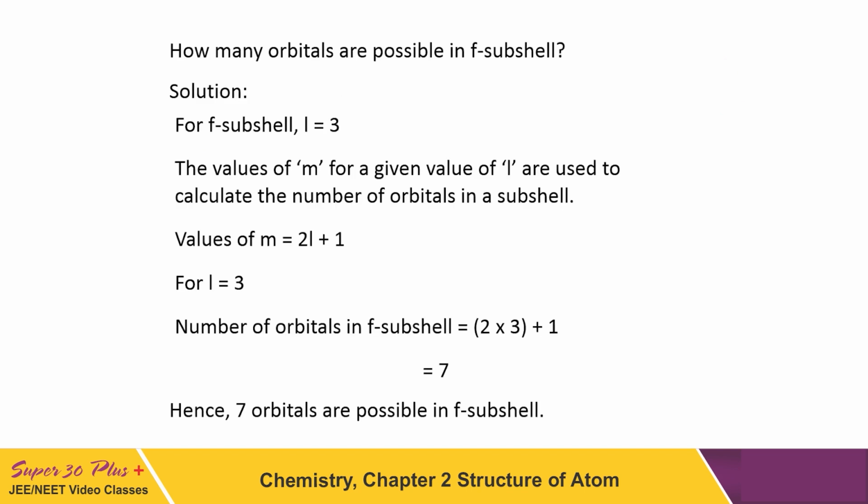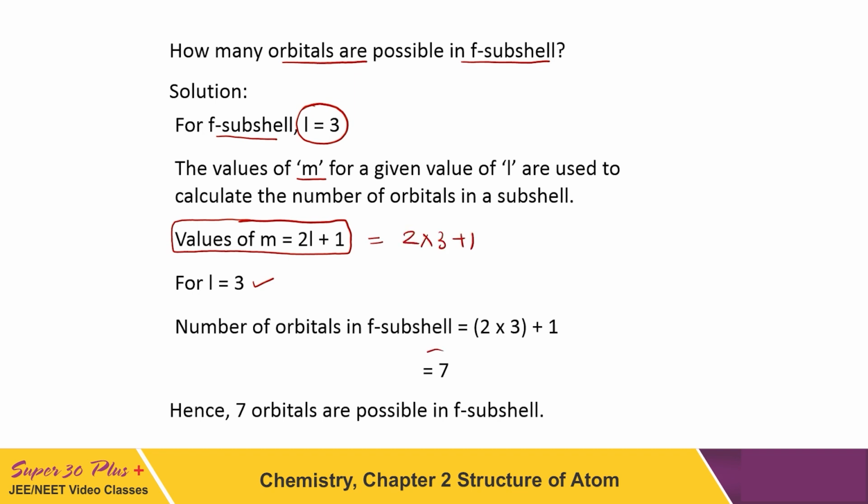Alright. Now another question. How many orbitals are possible in the F subshell? Students, for the F subshell, the value of l is 3. The azimuthal quantum number is 3. And for the number of orbitals, we know that the number of m values is given by the formula 2l plus 1. So for F, l is 3. So it will be 2 into 3 plus 1, which is 7. So there are 7 orbitals.